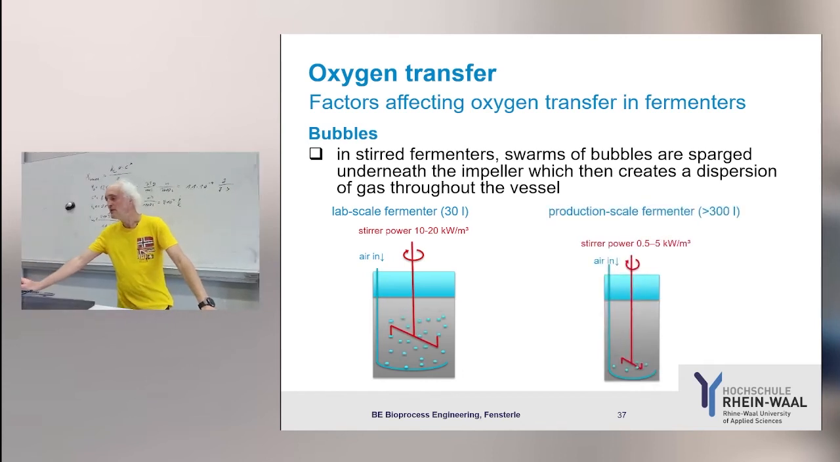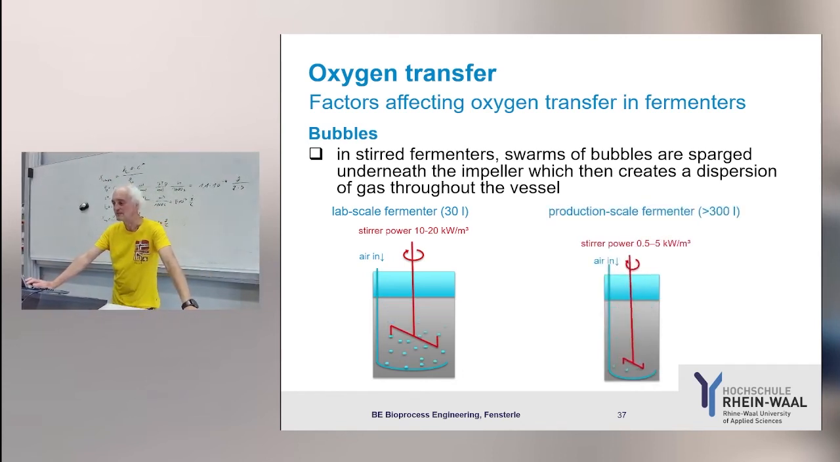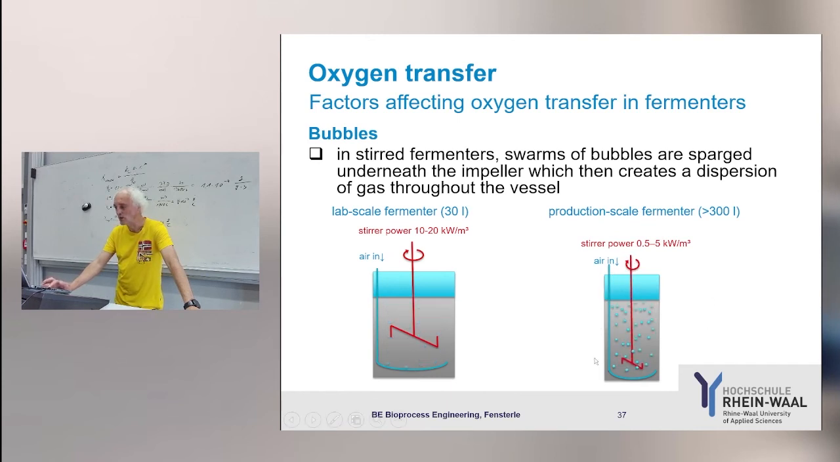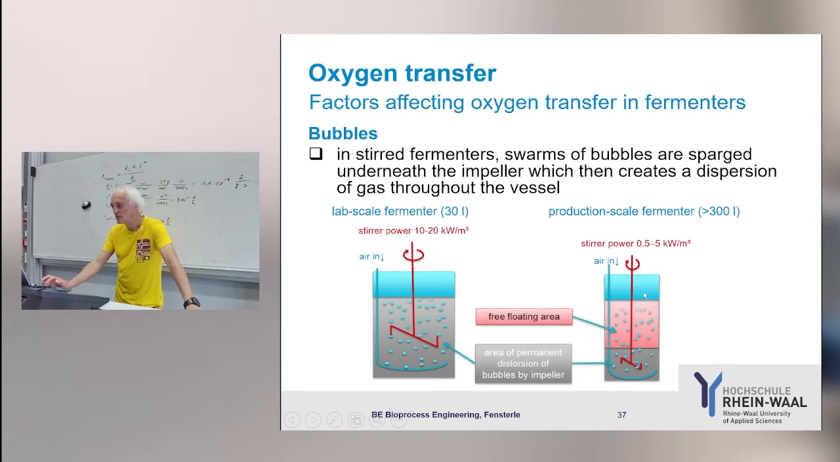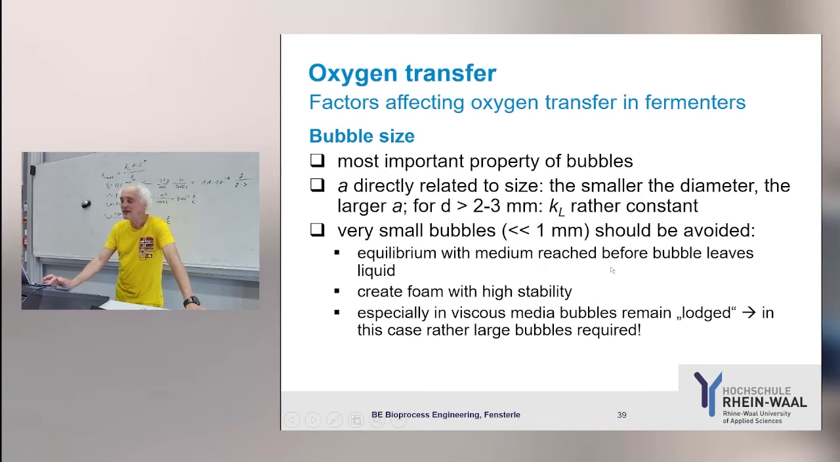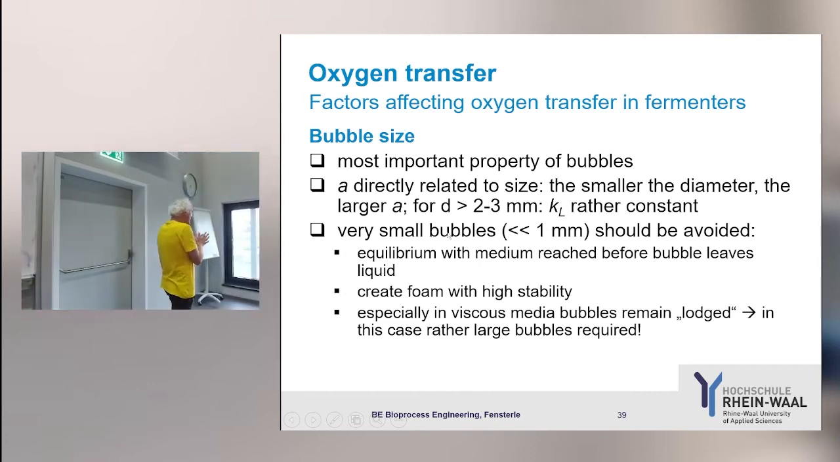Now, if we go to a production scale fermenter, you see that first of all, the stirrer power is slower, and you see that the stirrer will not affect all bubbles at all time, at all position. So therefore, you say that there is a distortion of bubbles by the impeller, and then you have a free floating area. And that, of course, makes a difference with respect to oxygen transfer.